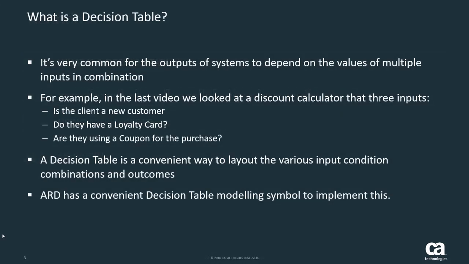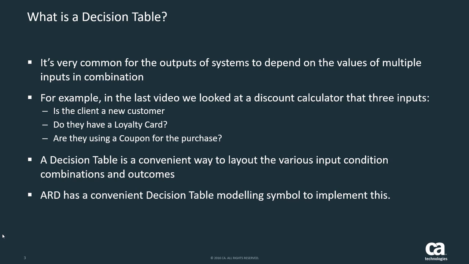So the first thing is, it's very common for the outputs of systems to depend on multiple input values. So for example, a screen to purchase an item off an e-commerce store, there are several pieces of data required in order to execute the transaction, and the outcome of the transaction may depend on different combinations. It may vary with different combinations of inputs. And it's this situation that decision tables can help us with.